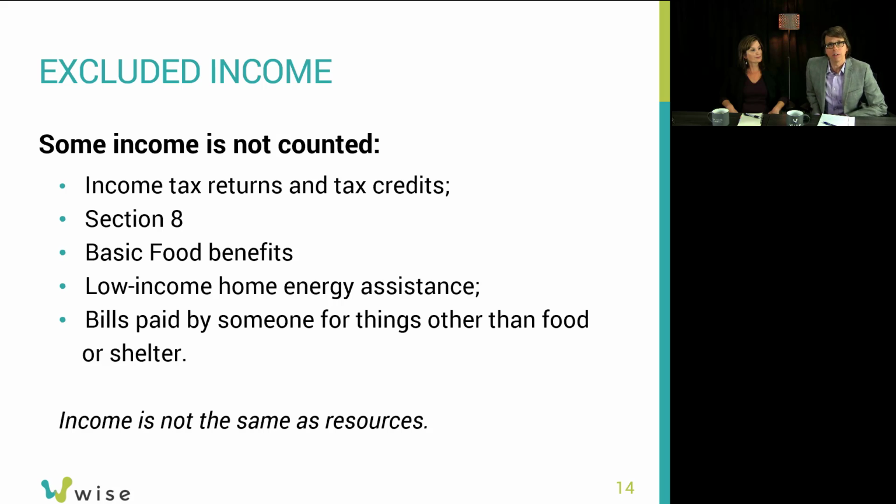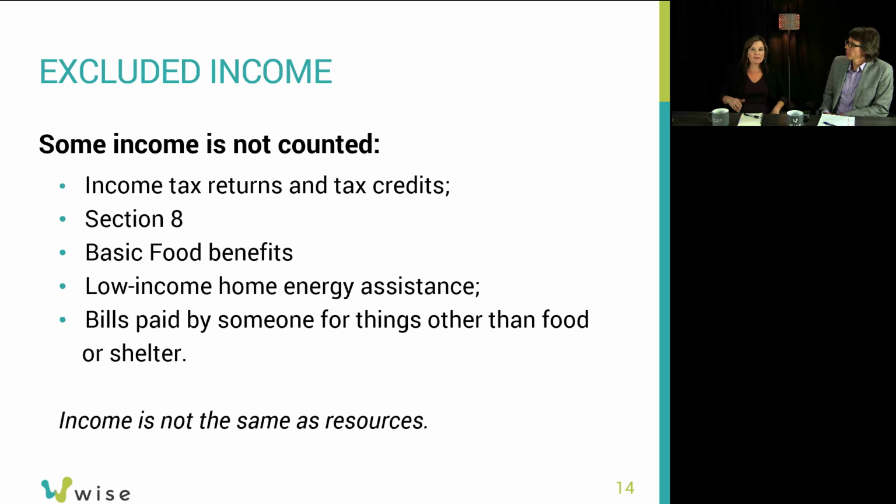Now, this is interesting. Bills paid by someone for things other than food or shelter. So let's say that my uncle wants to give me $100 and I have SSI. If he just gives me $100, that's going to be considered unearned income, right? But if my uncle were instead to take that $100 and use it to pay for, say, my cell phone bill, or maybe buy me some furniture, that money is not coming to me, and it's not paying for either food or shelter. And in that situation, that is not considered unearned income. So if someone wants to give me a gift, that might be a wiser way to do it.